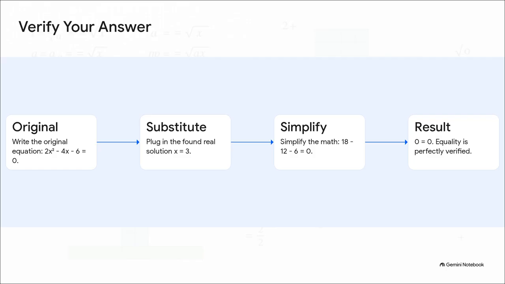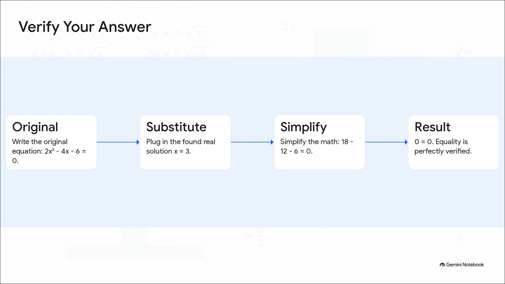Step 1, we write out the original equation: 2x squared minus 4x minus 6 equals 0. Step 2, we take our found real solution, x equals 3, and plug it back into the equation every single time we see an x. So that's 2 times 3 squared minus 4 times 3 minus 6 equals 0.